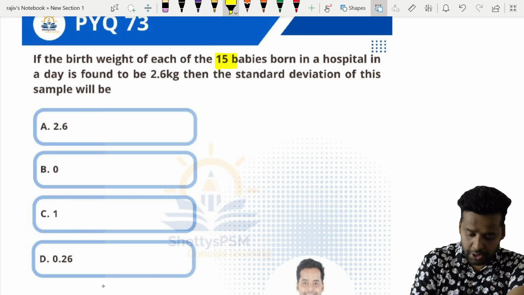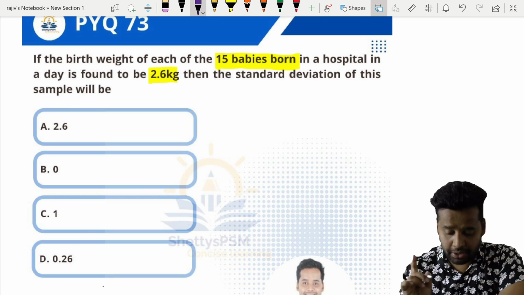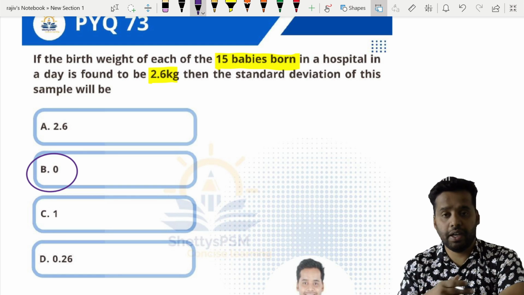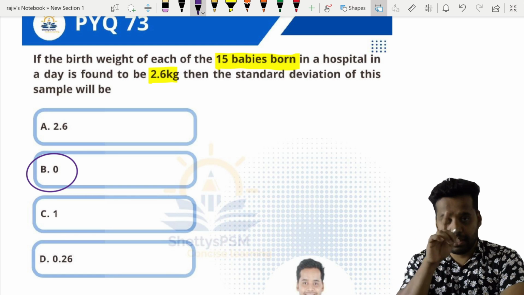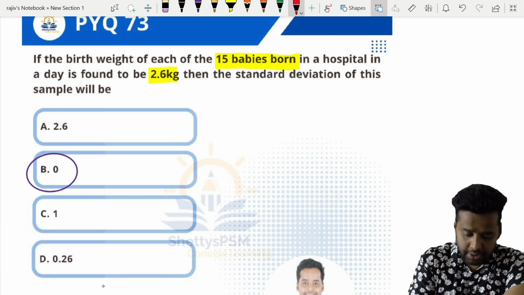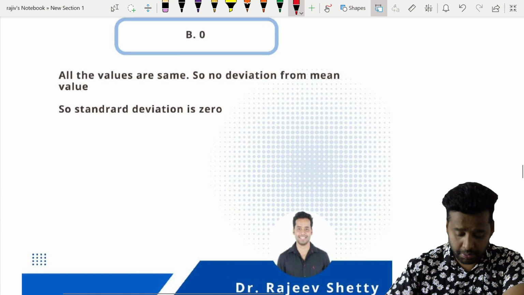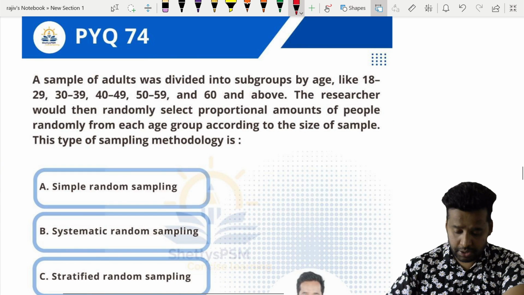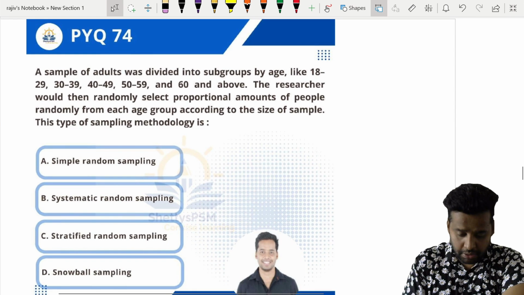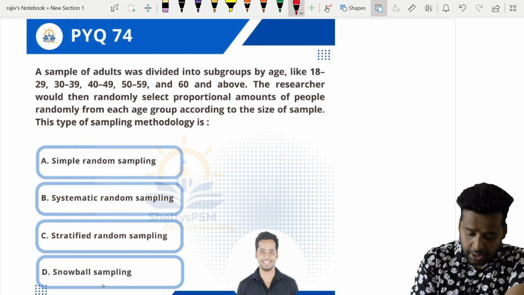All the babies born in the hospital weigh 2.6 kg. That means there is no deviation. What is standard deviation? 0. When you take the mean and the individual value, when you put the formula also, standard deviation is 0 because all are having the same weight. This is just a theoretical question. You can't imagine 15 babies in a hospital with the same weight of 2.6 kg. Then the whole media will come and ask what happened, but still your answer was there is no deviation, dispersion is 0. Yes, good.